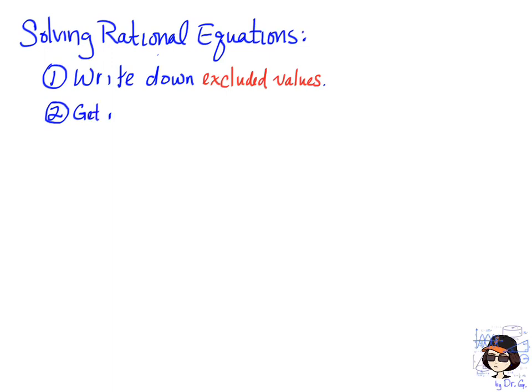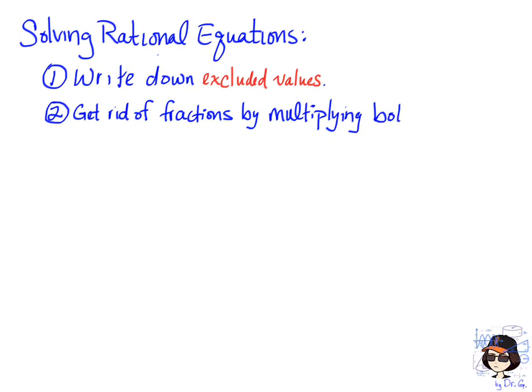Then the second step would be to get rid of all the fractions. And this is something that might be new for some of you, but I think I've done it in a couple videos with other types of fractions, but it's really, really important for rational equations to use this method because it really, really simplifies your life. So how do we do it? We get rid of the fractions by multiplying the entire equation, or both sides, by the least common denominator.